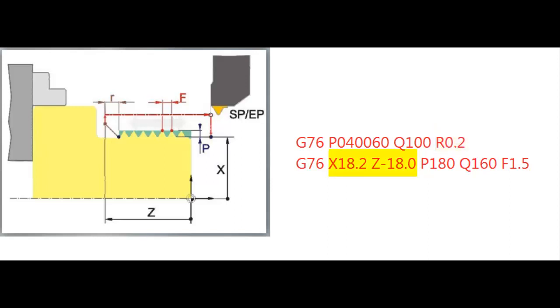X and Z are the core diameter of the thread and the endpoint of the thread from the datum respectively. The P word on the second line is the depth of thread in microns, and the Q defines the depth of the first cut. Finally, we tell the control the pitch of the thread using the F value. With the G76 active, the machine knows that we are using feed per revolution and not feed per minute.